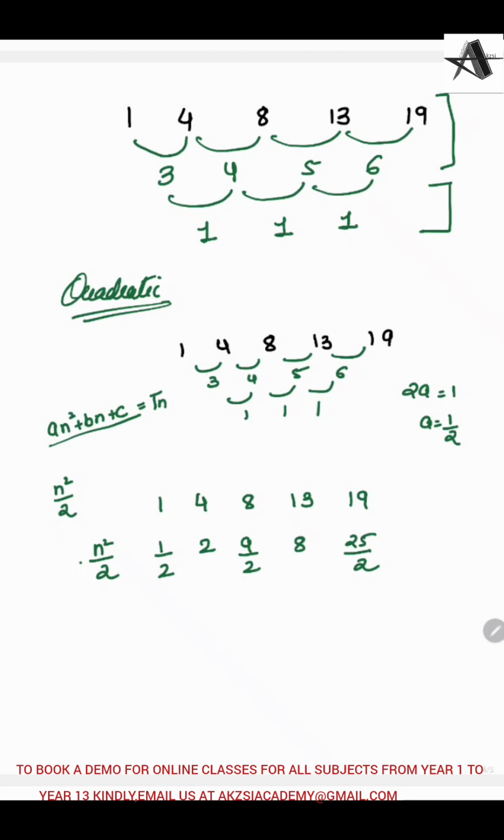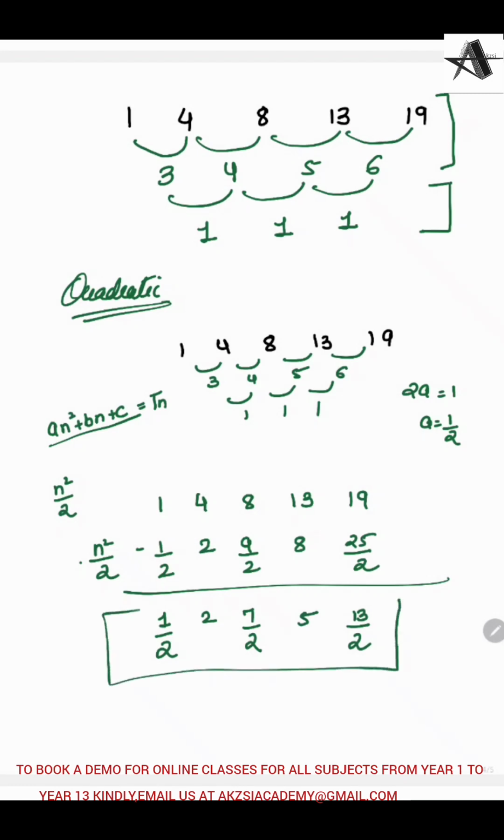Now we just need to subtract. So 1 minus half is half. 4 minus 2 is 2. 8 minus 9 over 2 is 7 over 2. 13 minus 8 is 5. 19 minus 25 over 2 is 13 by 2. Now this is our new original series on which we have to focus.